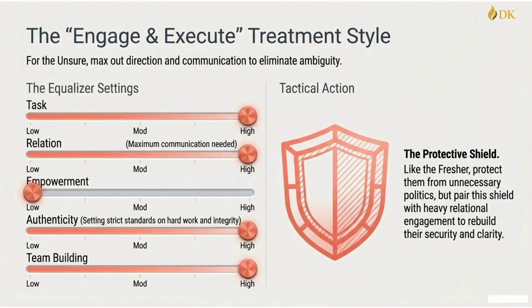To know where to set your equalizer, you must assess 2 dimensions: competence and commitment. Competence is the knowledge, skills, and professional ability to do the work. Commitment is the individual's motivation and willingness to perform assigned tasks. By mapping these 2 factors, we identify 4 categories of subordinates: freshers, the unsure, the unfairly treated, and star performers. Each group requires a specific preset on our leadership equalizer.